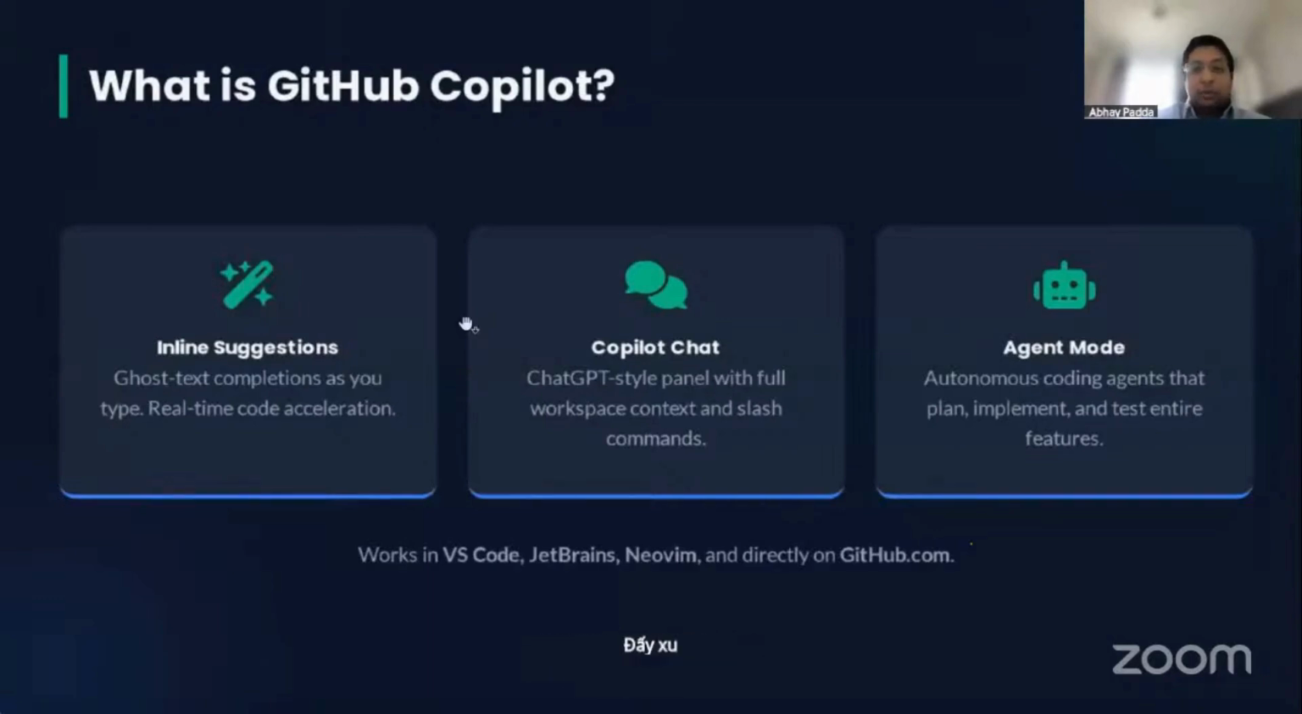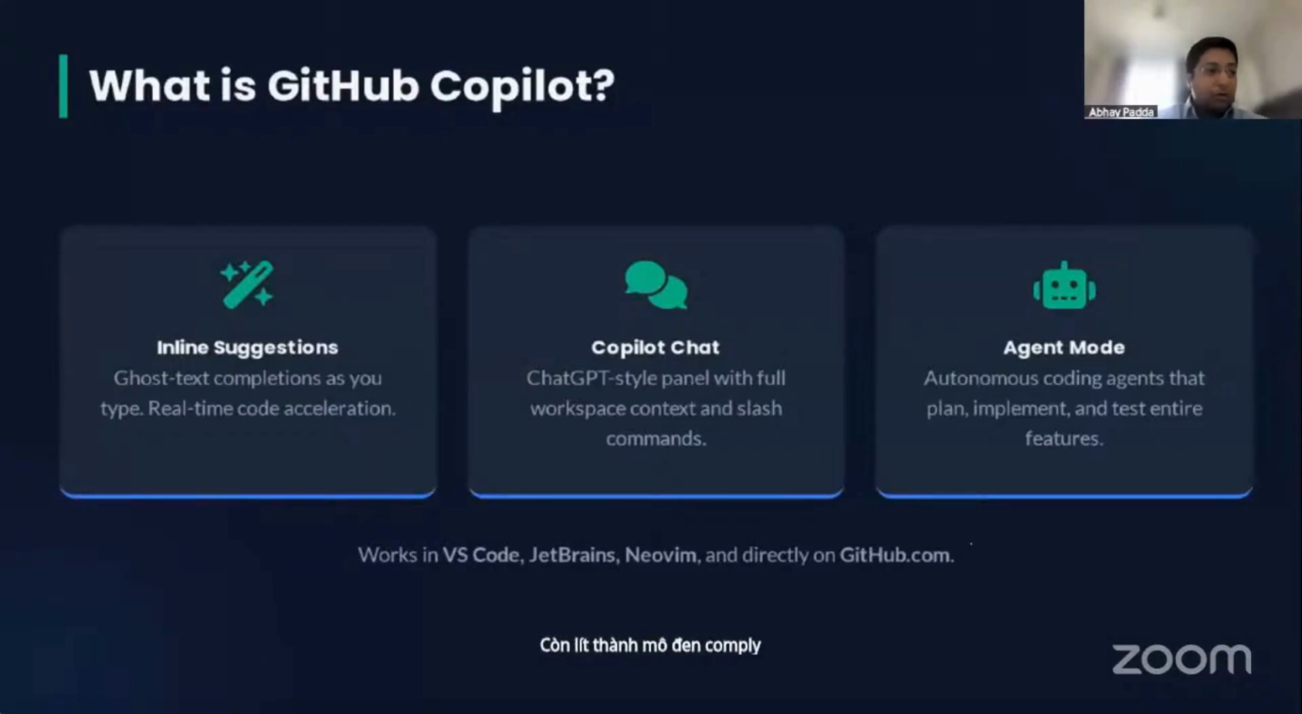So those who have written code already would understand what autocomplete is, what auto suggestions are, right? We've seen them in IDEs before, but GitHub Copilot goes a leap ahead, wherein it does not just suggest, it completes everything for you, right? So it's way more than autocomplete.